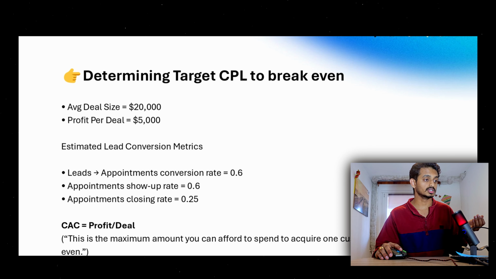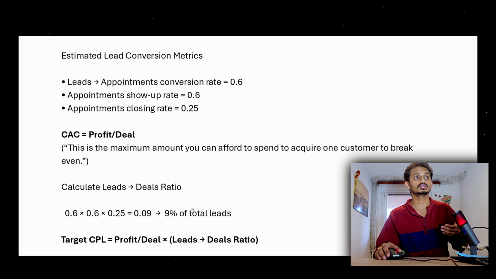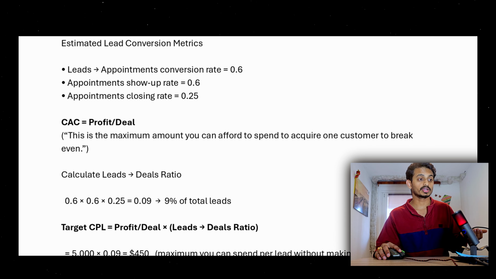The next step is calculating your customer acquisition cost. In this scenario particularly, where we are calculating how much you can spend without making a loss, your customer acquisition cost will be equal to your profit per deal, that is $5,000. So you can spend $5,000 on ads to get a single deal, just so that you are not making any loss. Again, this is the maximum amount you can afford to spend to acquire one customer to break even.